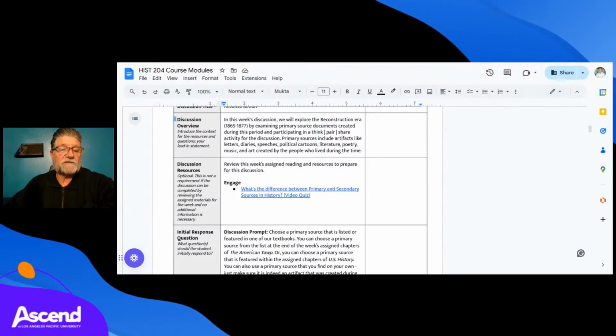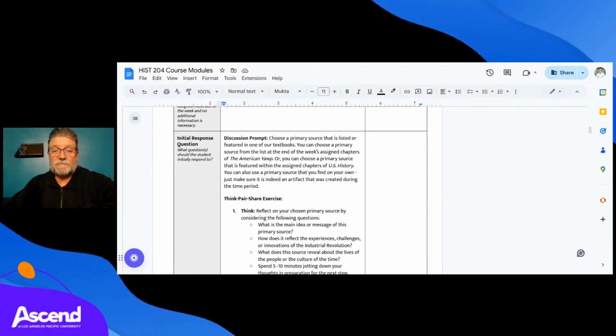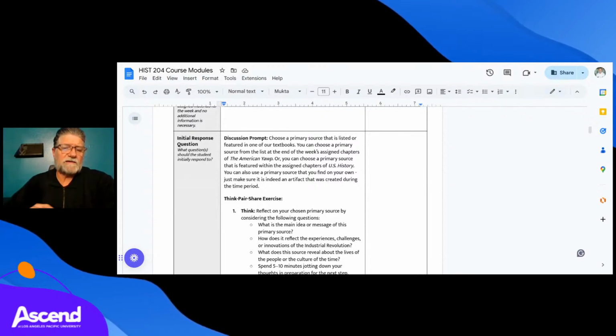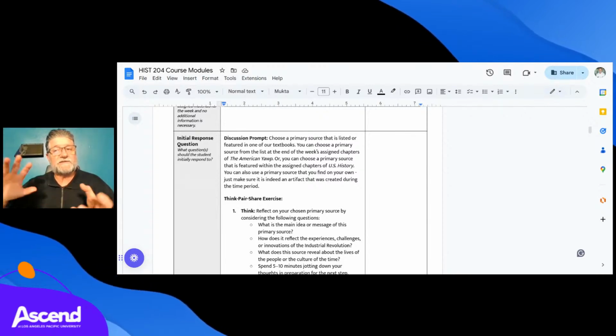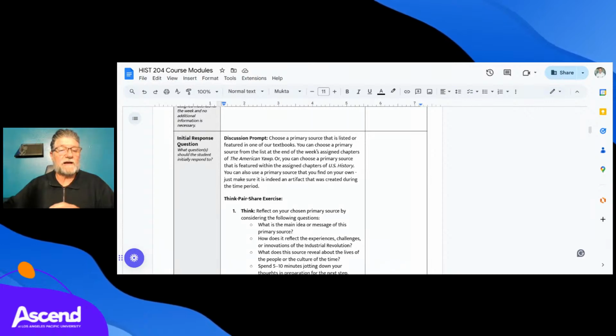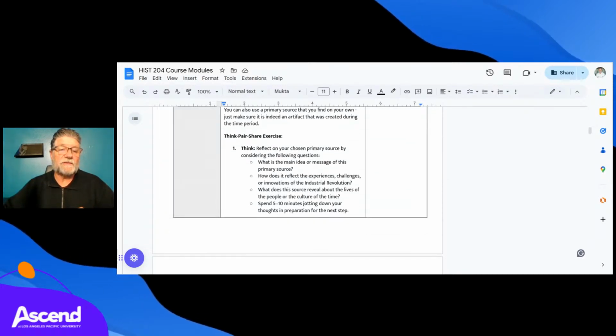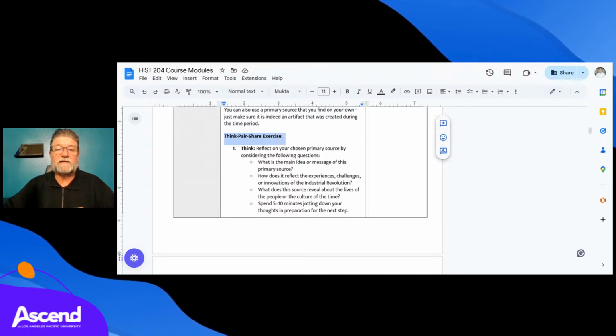This gives us the discussion overview, discussion prompt, choose a primary source. What is a primary source? I don't even know what that is. Well, you know what? The student will be able to use the Nectar AI to help them figure all that out. And then this is the think, pair, share exercise that they will go through.